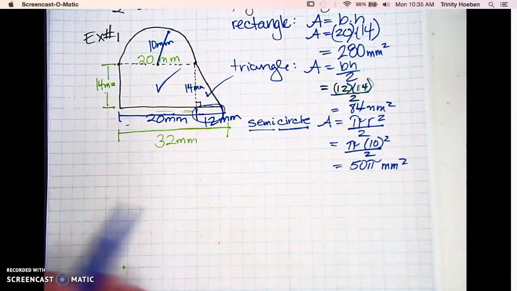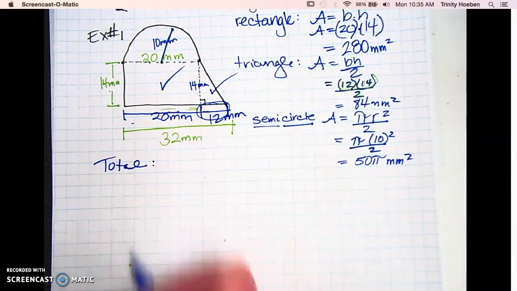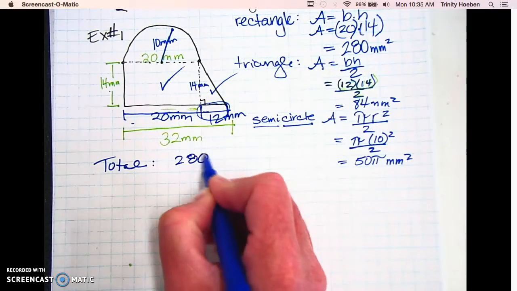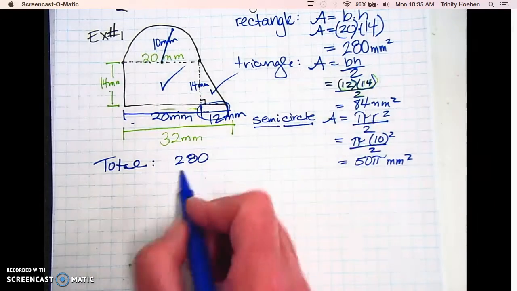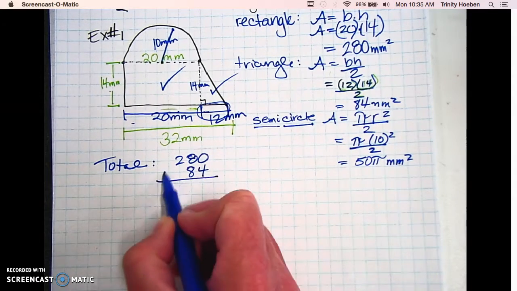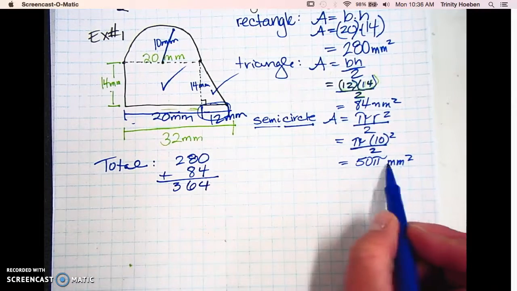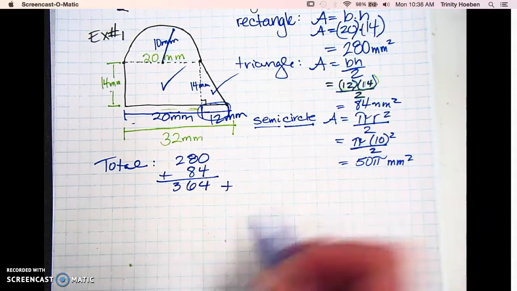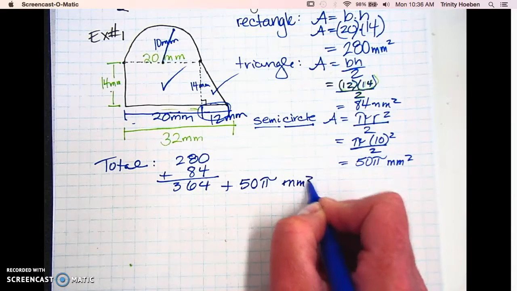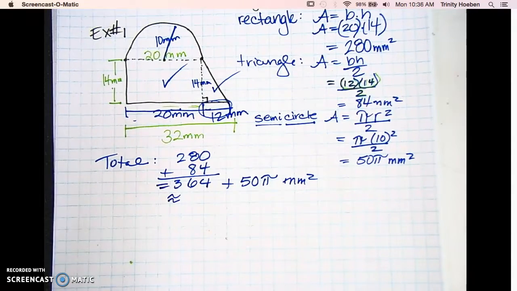All right? So what we want to do is find the total of all 3 of those figures. For the rectangle, we had 280 millimeters squared. For the triangle, we had 84 millimeters squared. If you add those 2 up, you get 364. Then we have the semicircle as 50 pi millimeters squared. So this is what we call the exact answer, and then we're going to get our decimal answer.